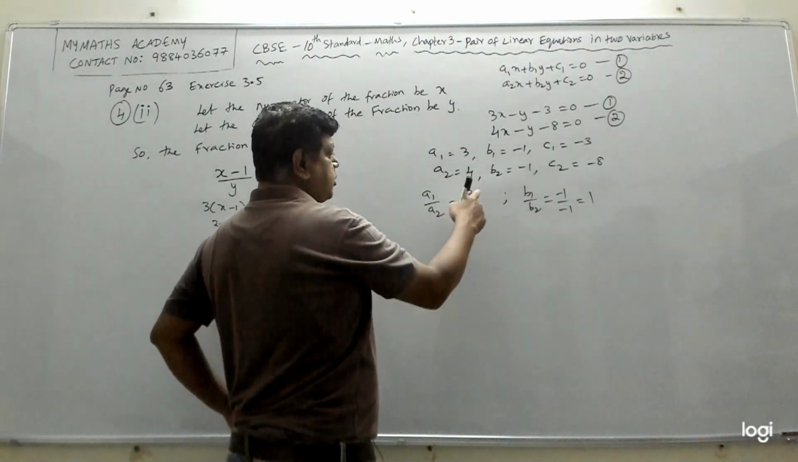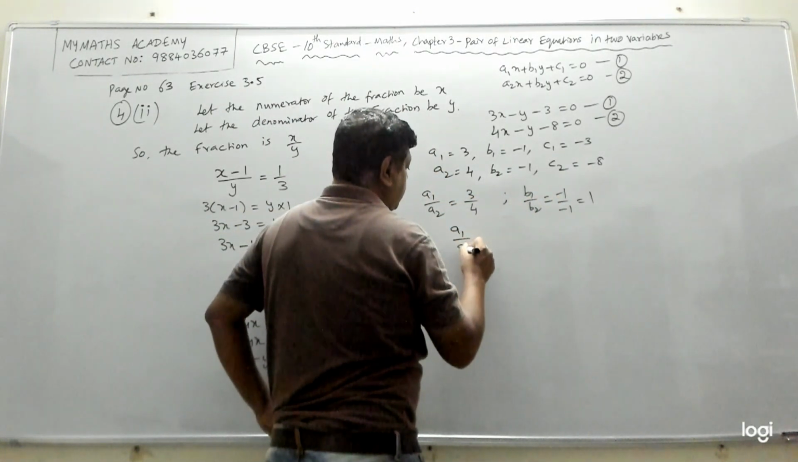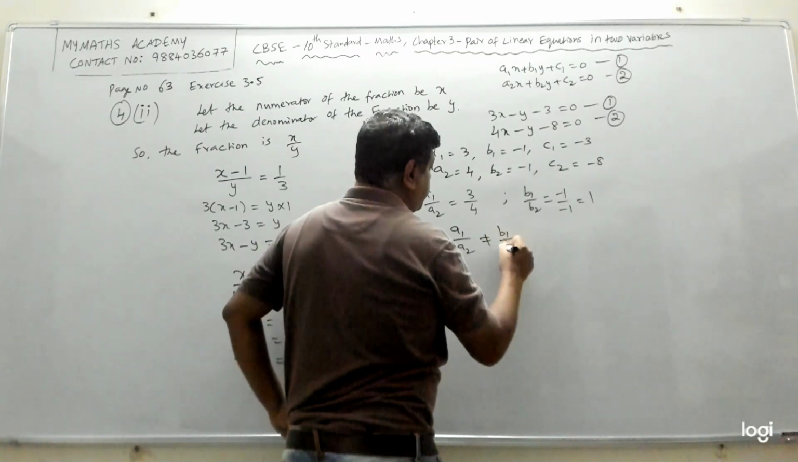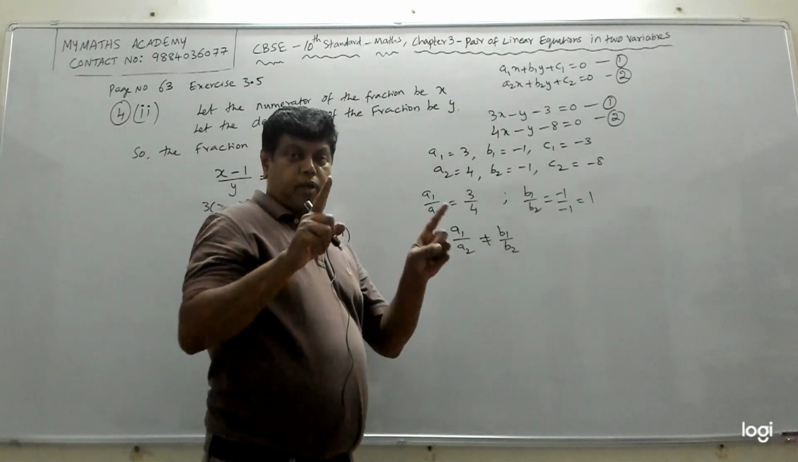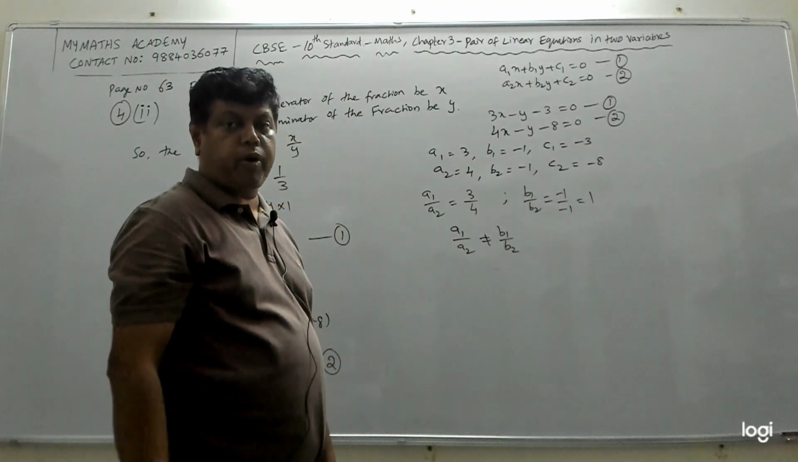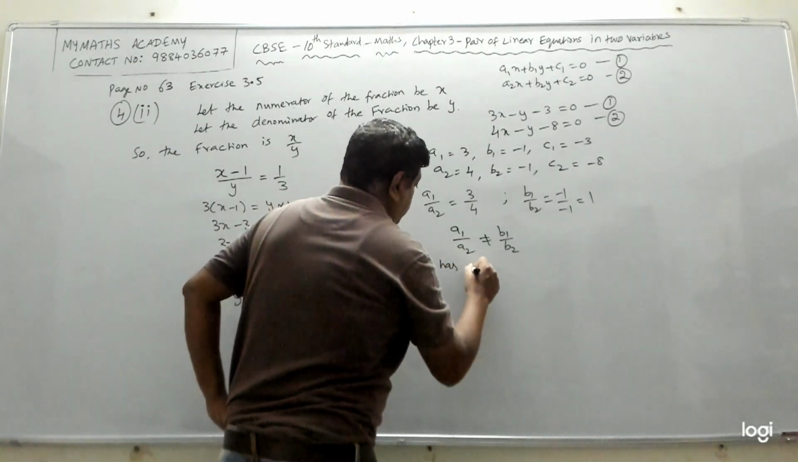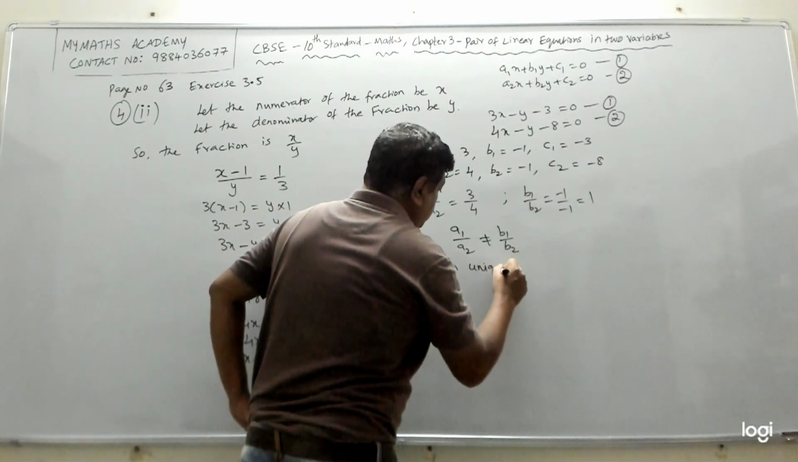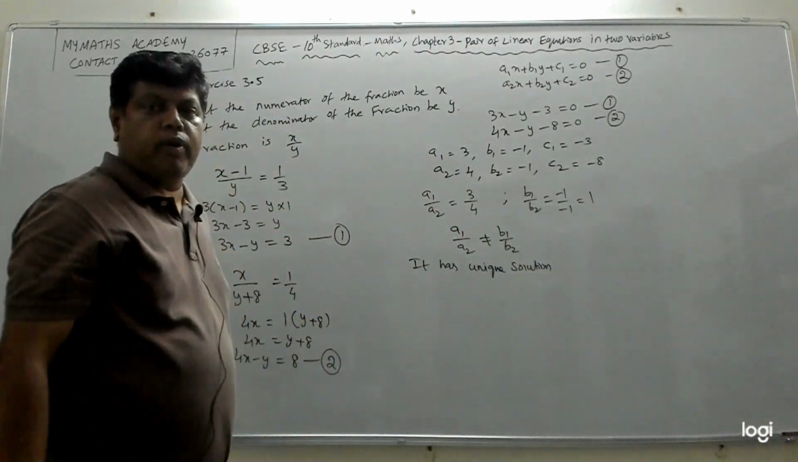So A1 by A2 is 3 by 4, B1 by B2 is 1, which means they are not equal. A1 by A2 is not equal to B1 by B2. So when this condition is true, as per the table in page number 46, table 3.4, it has a unique solution. So we can proceed and solve this.